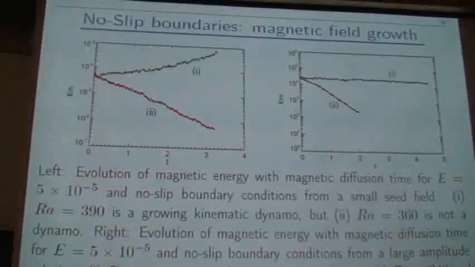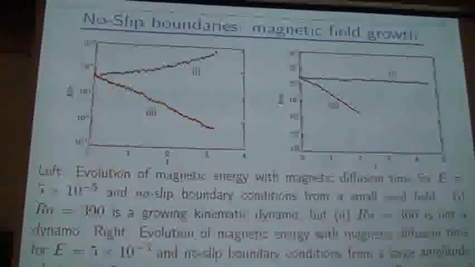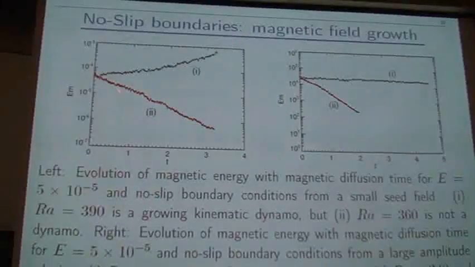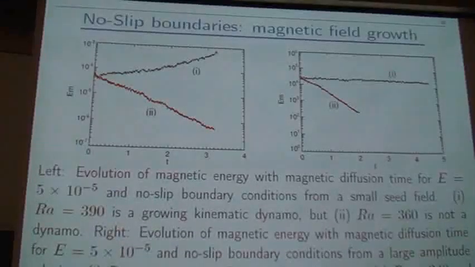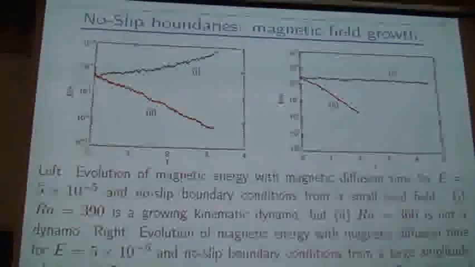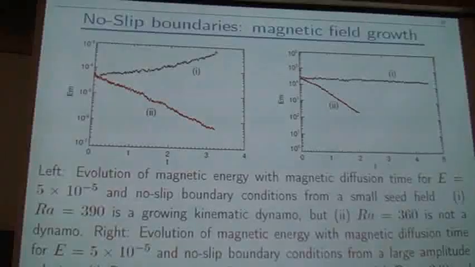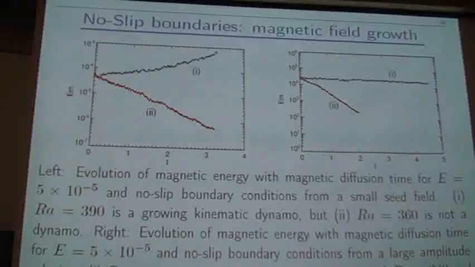Okay. This is no slip boundaries. This is one I've been doing very recently because I wanted to compare what happened with no slip boundaries, because there you've got the Ekman effect. And again, you still find a bit of subcriticality, but the depth of subcriticality is much less. That is to say, the depth of subcriticality is the distance between there and there. And now this has moved right back down to there. So it's still just subcritical. At 360, the field is maintained.